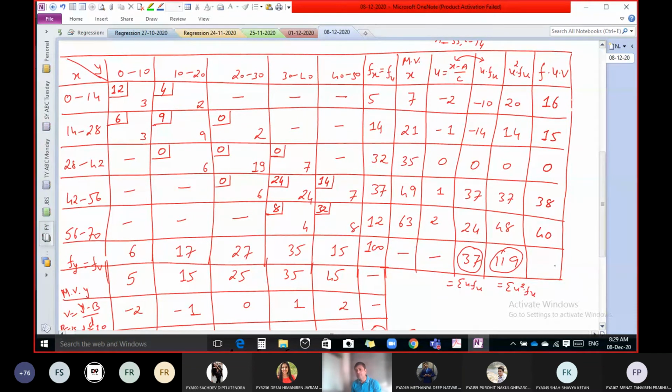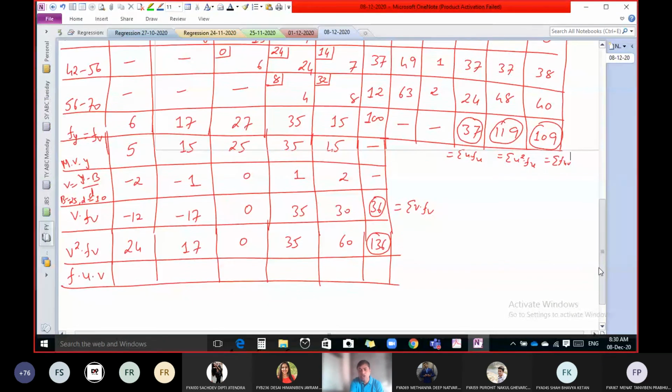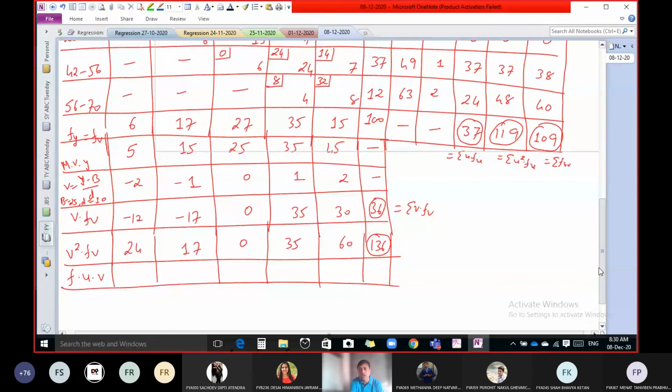So it is 19, 1 carry and 109. Yes or no? Yes, sir. Okay, that is nothing but summation of f into u into v. And same thing you can do for this, but not necessary, not required.